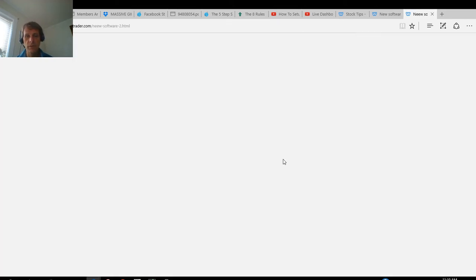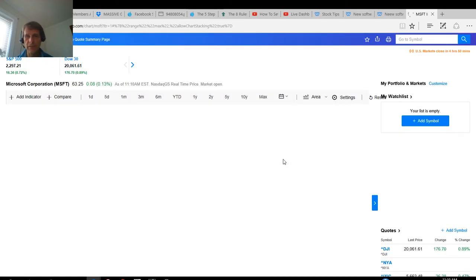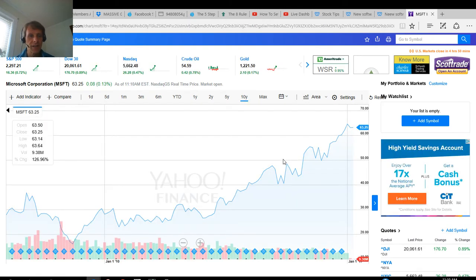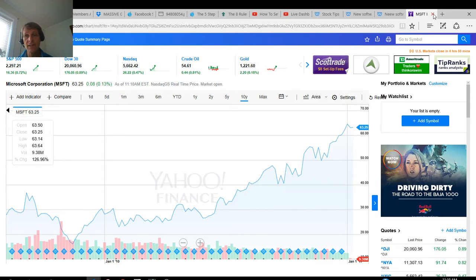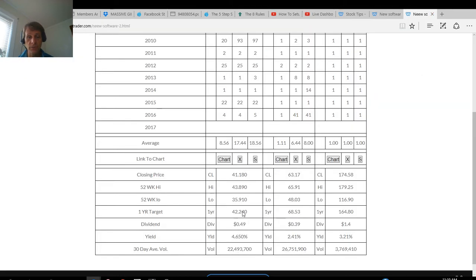Then Microsoft. Everybody knows who Microsoft is. Billionaire Billy Gates, just sitting there counting his money, sipping on martinis all day long. Must be nice. But 10 years ago, check it out. You could have got Microsoft at 27. Now it's at 63. That is a much better chart than AT&T. However, AT&T is paying a higher yield. See, Microsoft's only paying 2.4% yield.